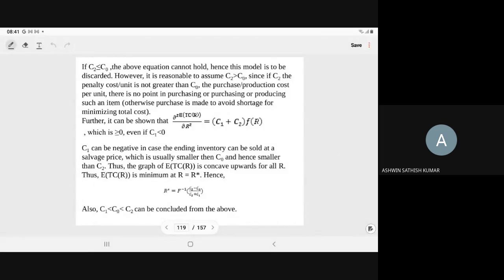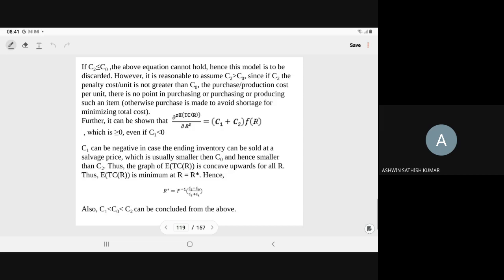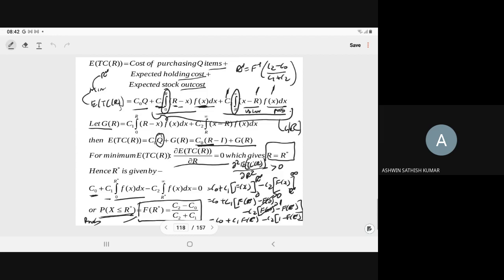So when C2 is greater than C0, C2 minus C0 upon C1 plus C2 will always be positive. Now here we have seen the first derivative is equal to 0. So what is the first derivative? The first derivative is C0 plus C1 into F(R star) minus C2 into (1 minus F(R star)).